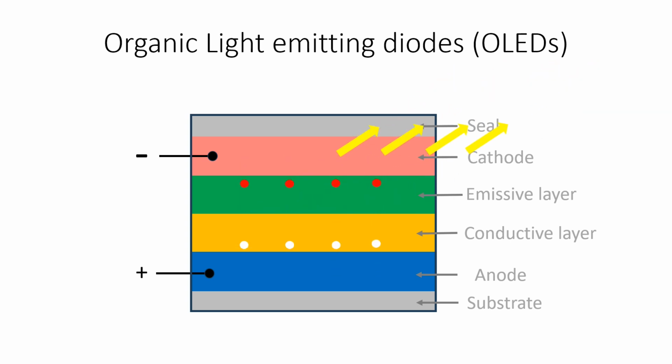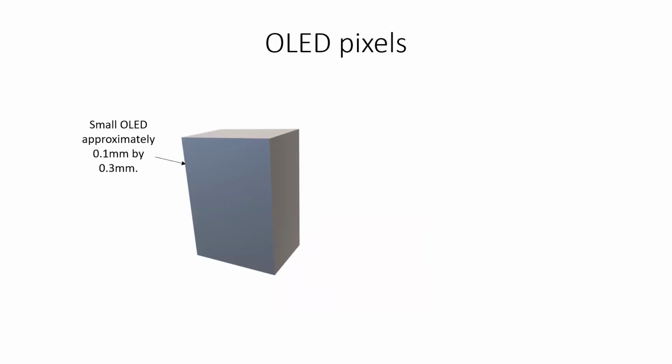The electrons then enter the emissive layer and the holes enter the conductive layer. The holes and electrons then combine and emit light. OLEDs can currently only produce white light.